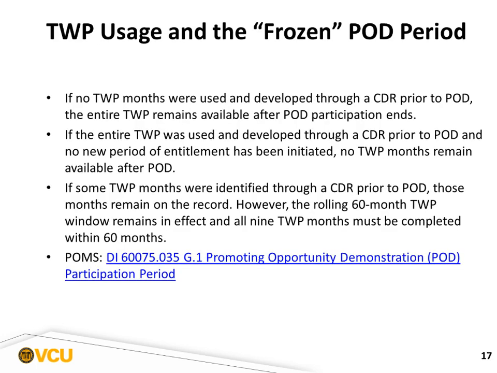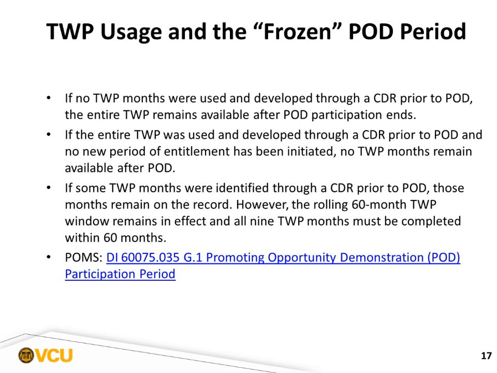Slide 17. Now there is some interesting information on slide 17 here, and it's all good, about the way that the TWP is applied before and after the frozen POD period. So if no TWP months were used and developed through a work CDR before the beneficiary enrolled in POD, that person has the entire TWP available after POD participation ends. So no harm, no foul. That person still has that wonderful phase of work incentives available to use under the standard rules.